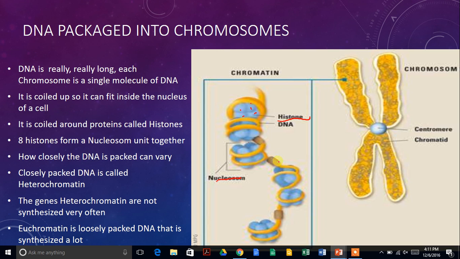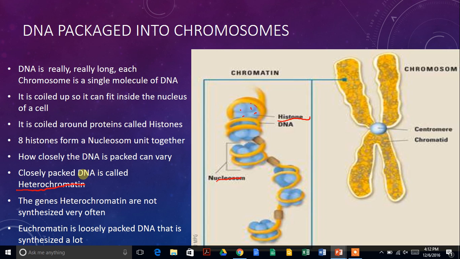And the DNA, the double helix, is kind of wrapped around these nucleosomes like beads on a shoestring, or a string around a bead model is what it's called. How closely the DNA is packaged, though, is varied. It can be very tightly wound or very loosely wound. Closely wound DNA is called heterochromatin. Genes on heterochromatin are not synthesized very often because it's so packed together. Protein synthesis machinery can't get in there to read it.